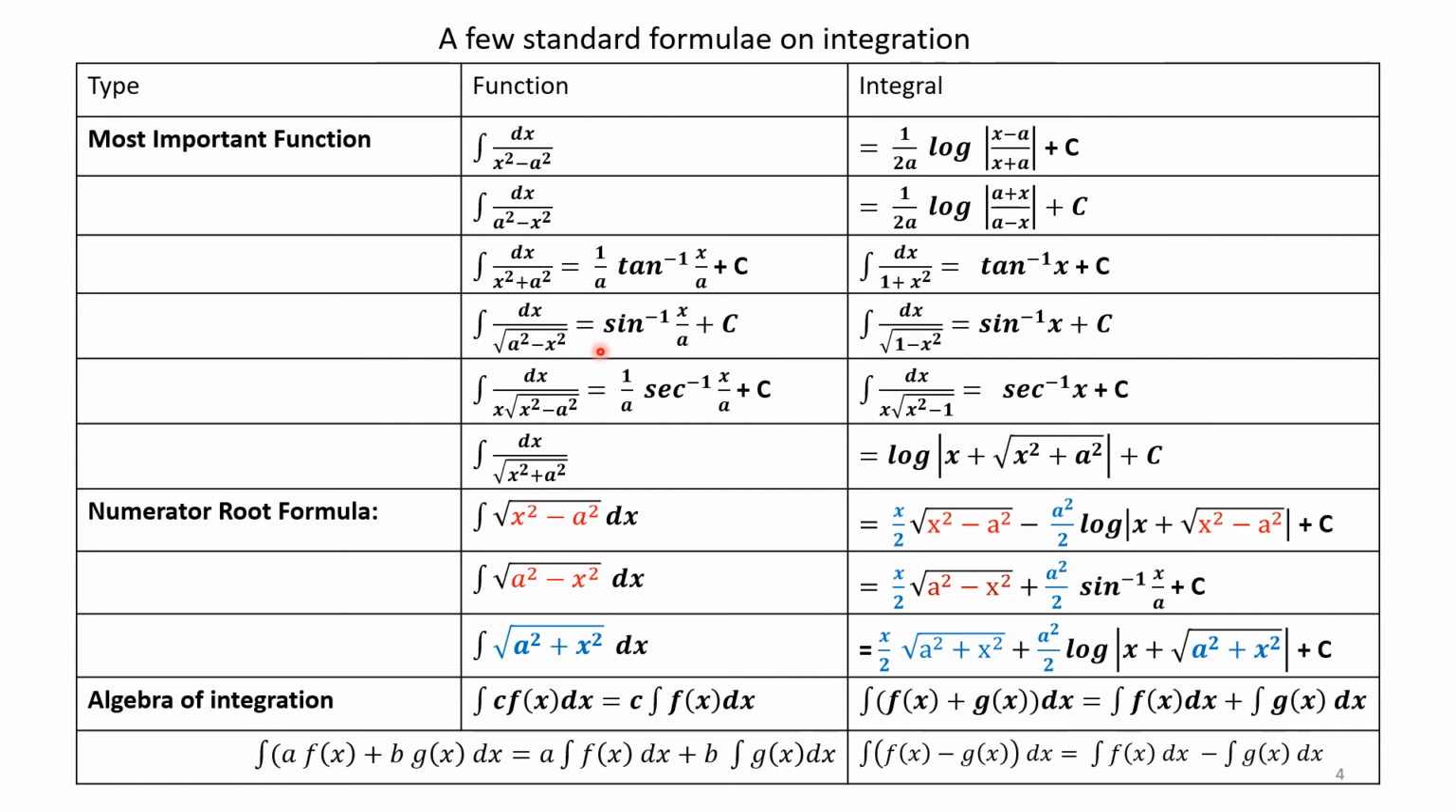If we put the value of a as 1, we get integral of dx by square root of 1 minus x square is equal to sine inverse of x plus c. These are the terms after putting the value of a as 1, these three terms on the right hand side. Similarly, the integration of dx by x into square root of x square minus a square is 1 by a secant inverse of x by a plus c. That is, if you put a as 1, it will be secant inverse of x plus c.